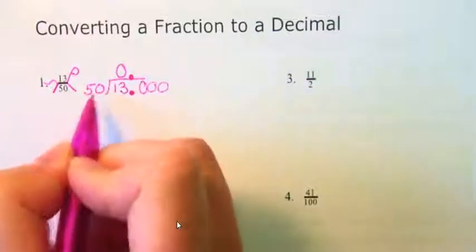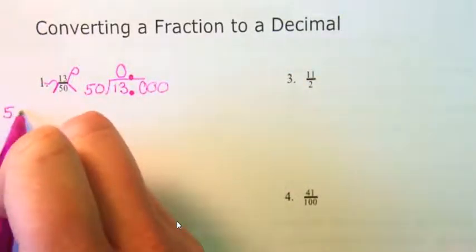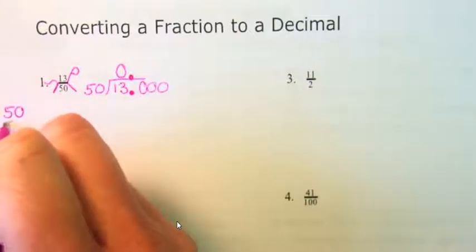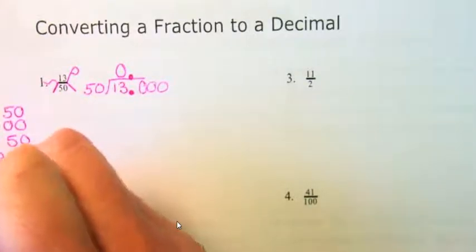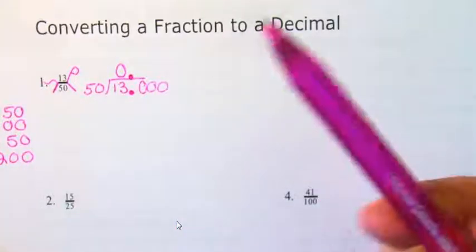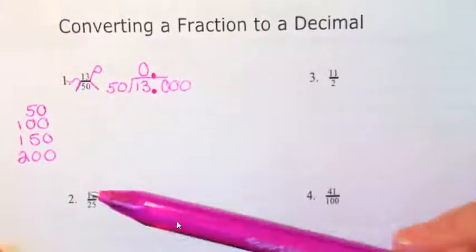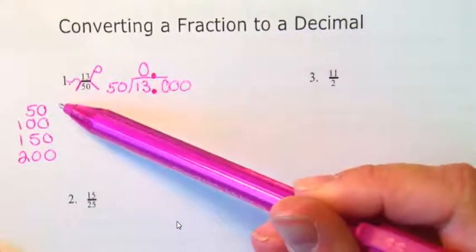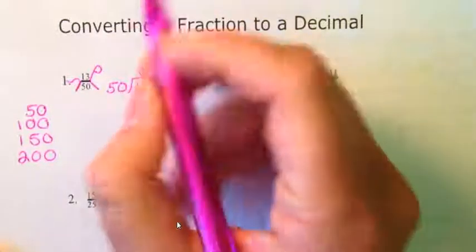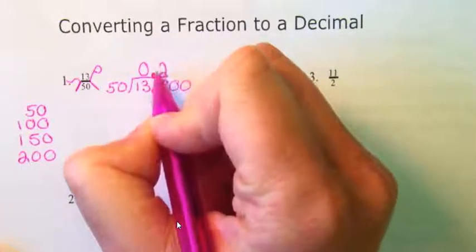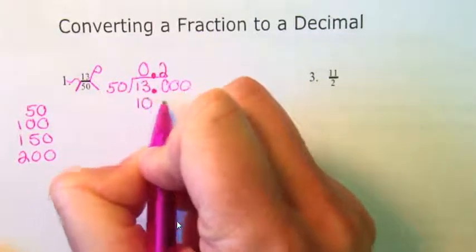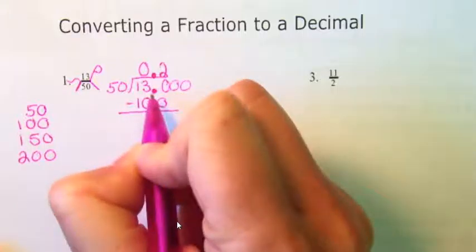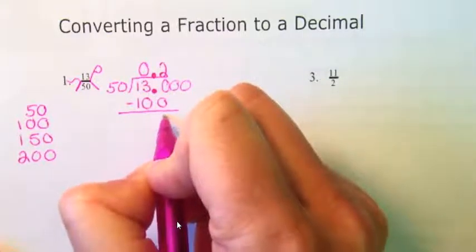So let's think of our multiples of 50. If we count up by 50, 50, 100, 150, 200. Oh, but I could have stopped back here because how many groups can we go into with 130 without going over? We can go 1 group, 2 groups. So 2 times 50 would be 100. So we do 130 minus 100.